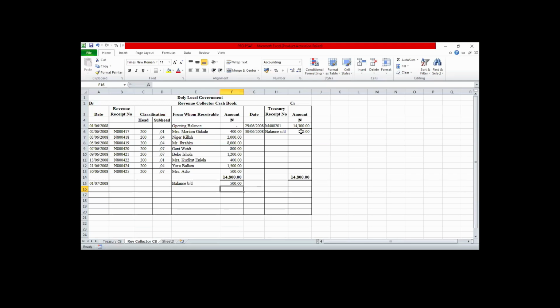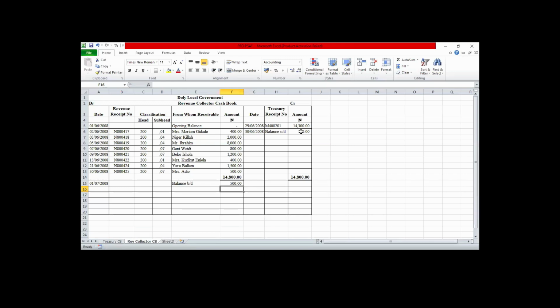You must not detach the cancelled receipt from the receipt booklet. That receipt cancelled must not be posted, that is, that number must not appear in your cash book. And the last one says what? The next receipt will be issued, and that receipt is going to be posted on the revenue collector cash book.